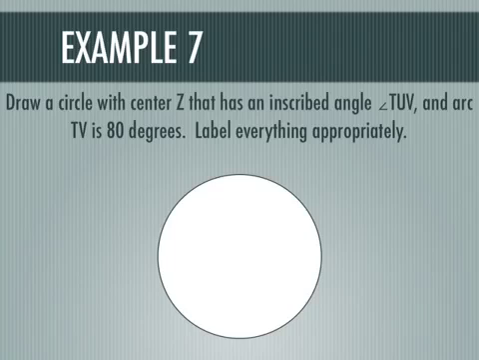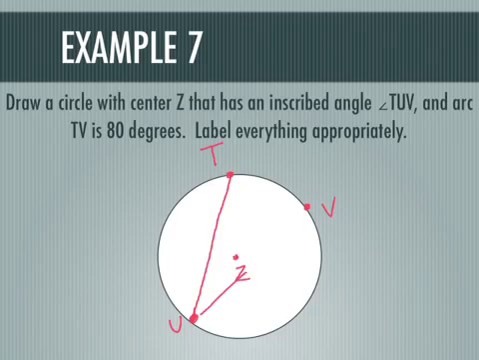Okay, draw a circle with center Z. All right, so let's label our center Z. That has an inscribed angle TUV. So I'm just going to pick 3 points anywhere on the circle and name them T. Well, we're going to pretend that's on the circle. U. V. Let's draw that angle in. Okay, it could go through the center, it doesn't have to. And arc TV is 80 degrees, so this arc here is 80 degrees.